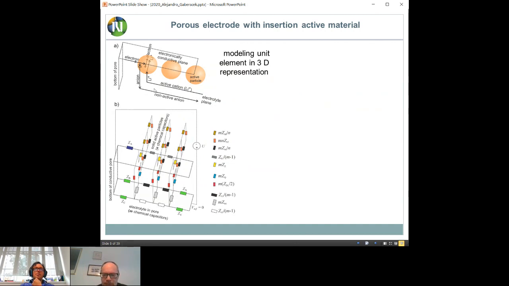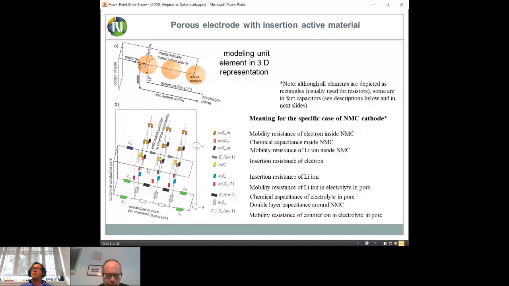So here all these elements are certain capacitors, resistors, and so on, some elements which come out of equations. And here, for example, one element is mobility resistance, chemical capacitance, mobility resistance for lithium ion, for electrolyte in pore, chemical capacitance, electrolyte in pore, and so on. So you have clear physical description of all of these elements here, and each element, of course, has its own equation behind. So you can do the physics-based calculation at any time you wish.